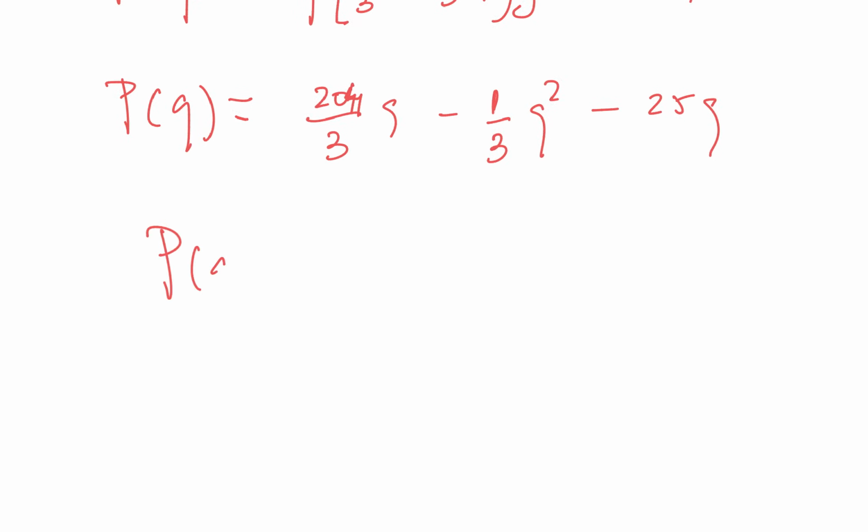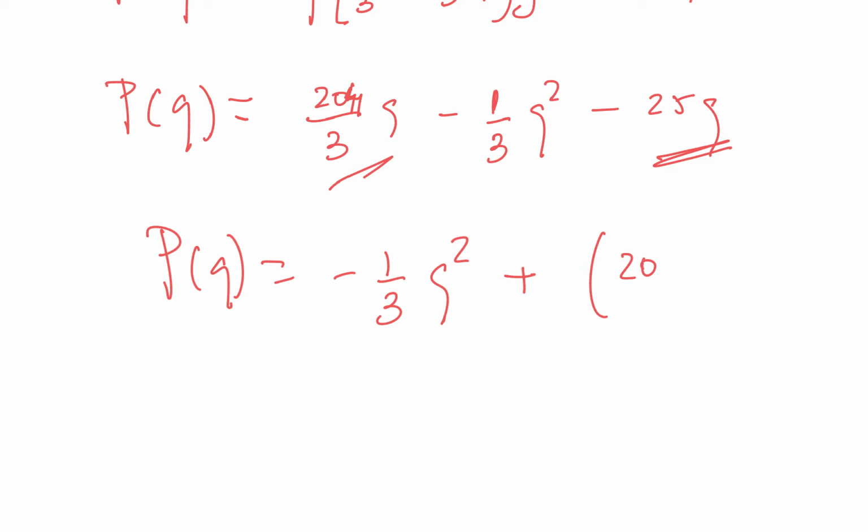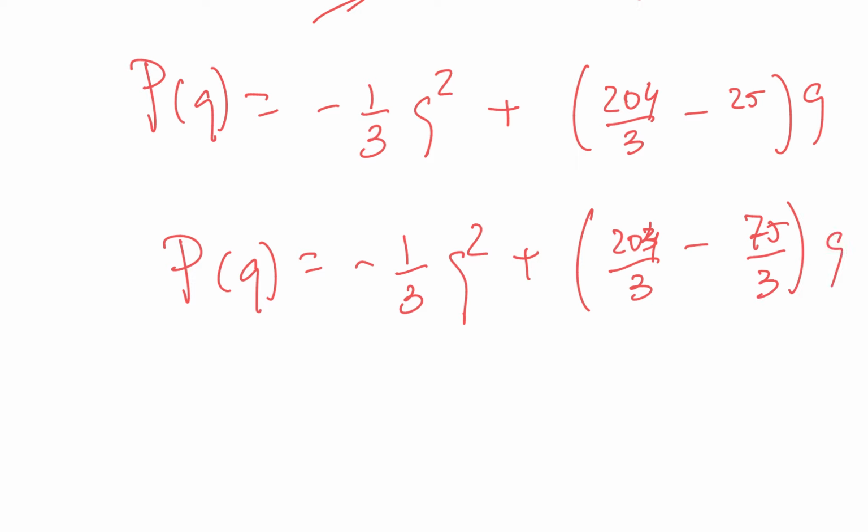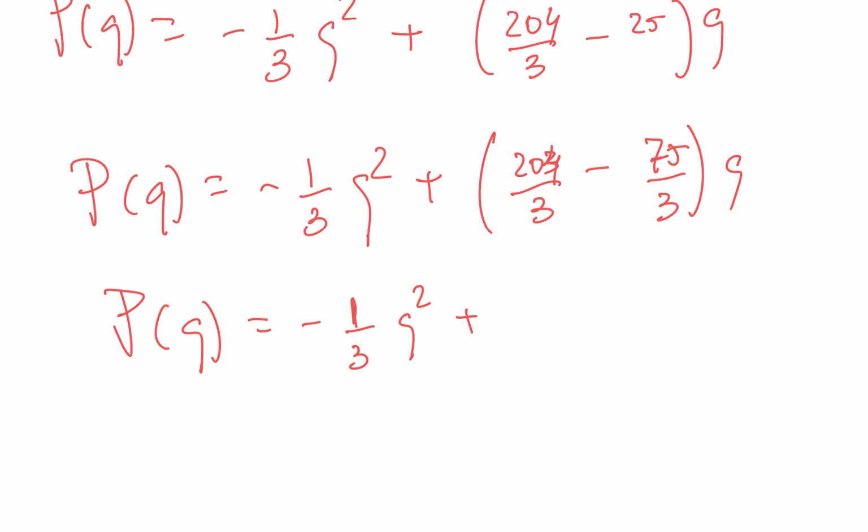So the profit P of Q will be, I can subtract this, minus 1/3 Q squared plus 204 divided by 3 minus 25 multiplied by Q. So the function P of Q will be minus 1/3 Q squared plus 204 minus 75 divided by 3 multiplied by Q. 204 minus 75 is 129, so 129 divided by 3 multiplied by Q.